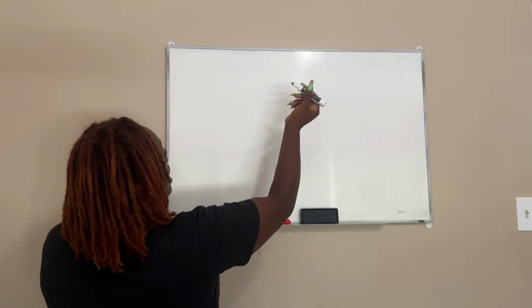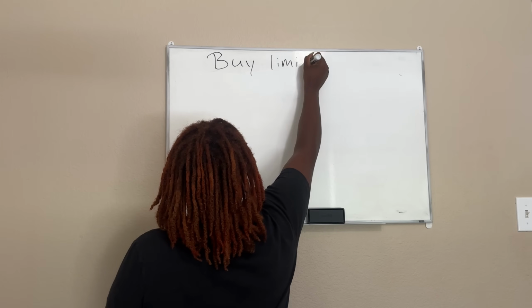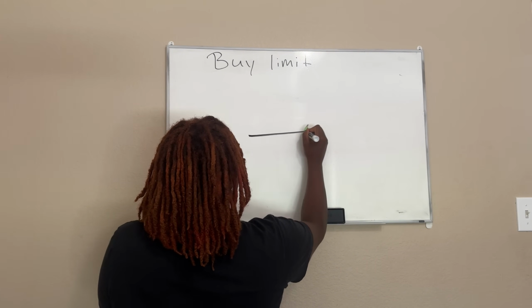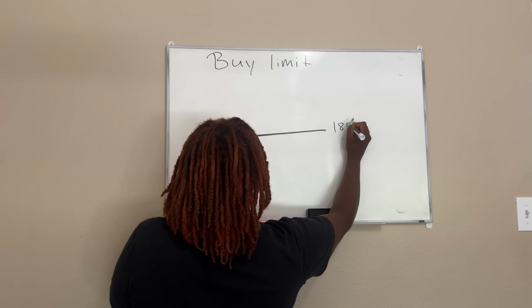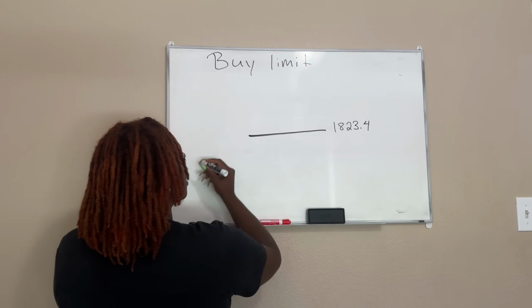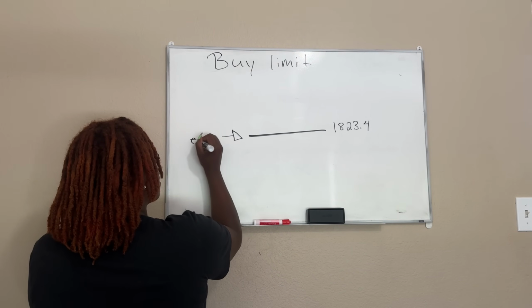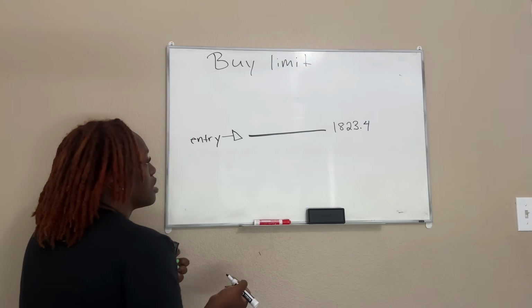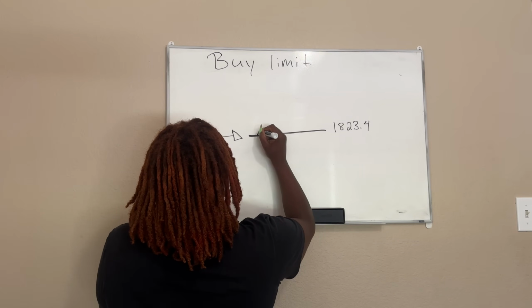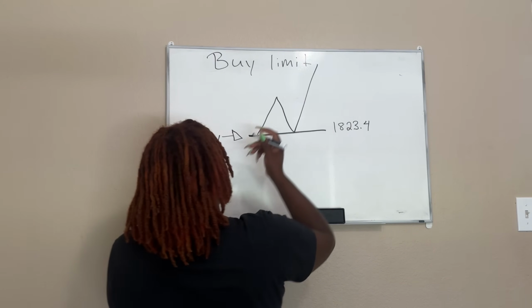Okay, so a buy limit. Let's say you want this to be your entry. So this is where you're looking to enter the market. A buy limit is like, say we left the house. Oh, we forgot our wallet. Got to go back and get it. Okay, now we can go.